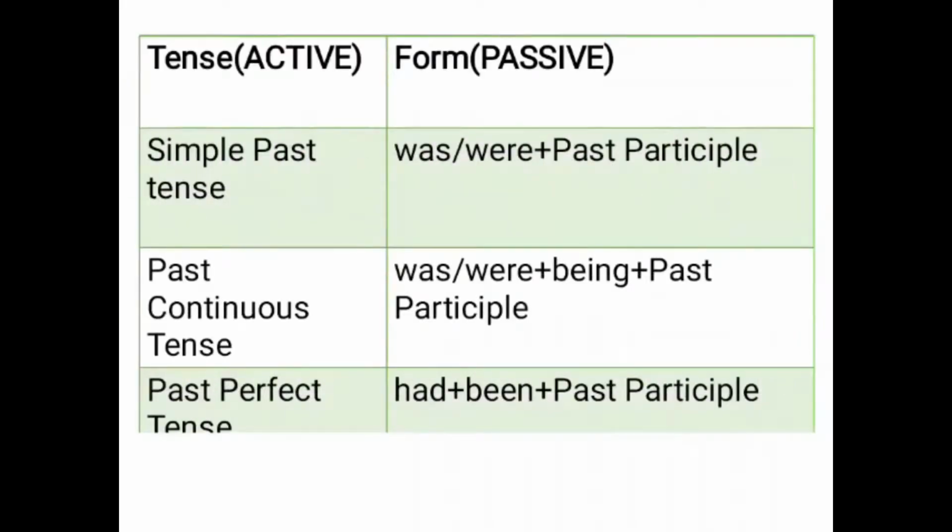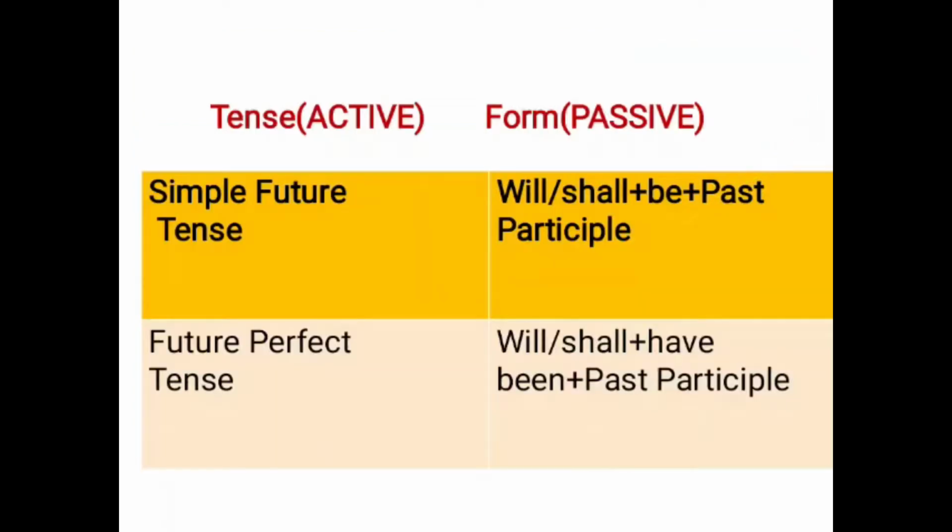Now what about the past tense? The simple past tense verb in active voice changes to was or were plus past participle in the passive voice. The past continuous changes to was or were plus being plus past participle. The past perfect tense changes to had plus been plus past participle. In the present tense and in the past tense, in both these tenses, the perfect continuous tense is not used in the passive form.